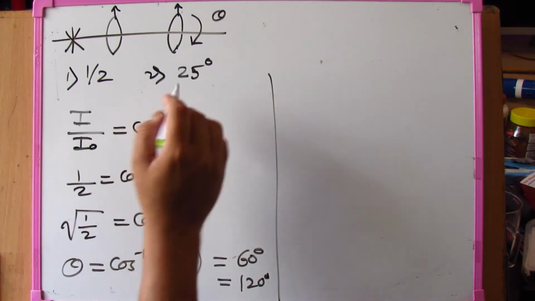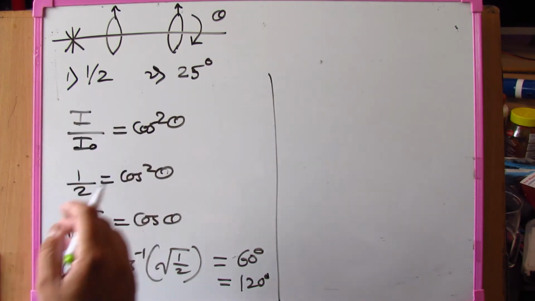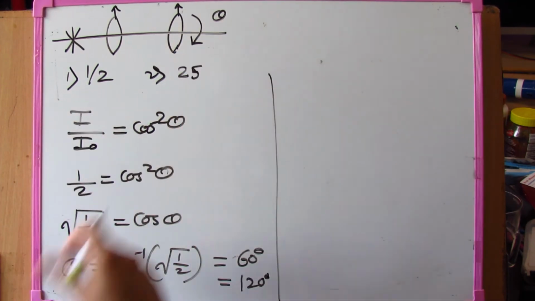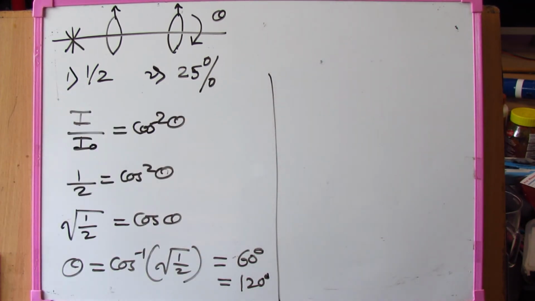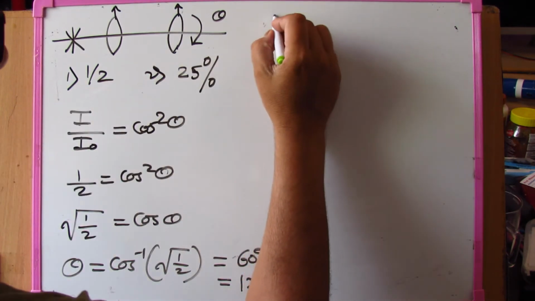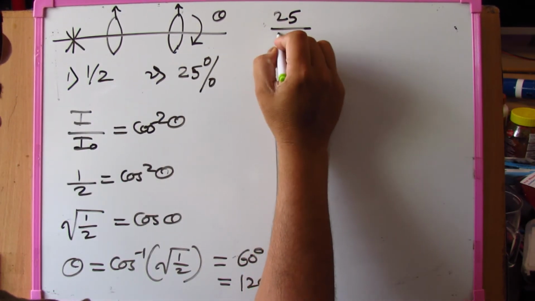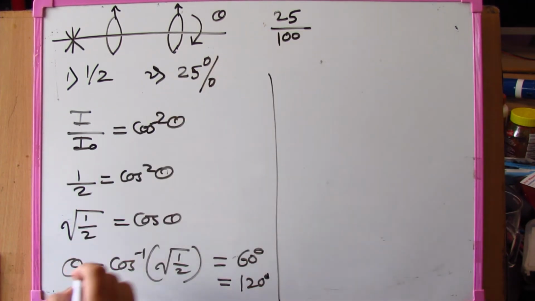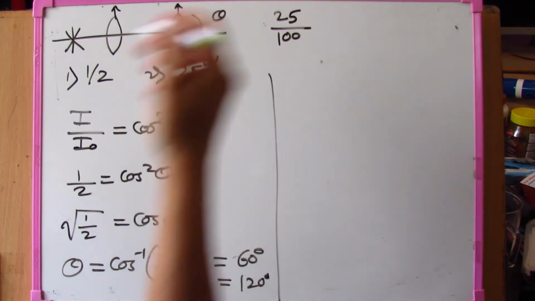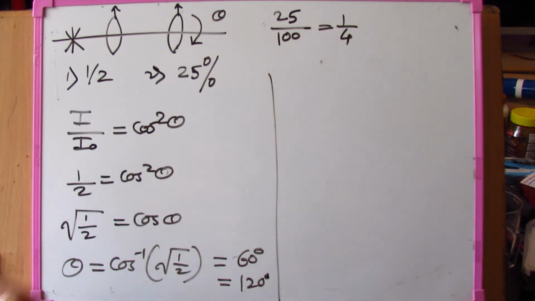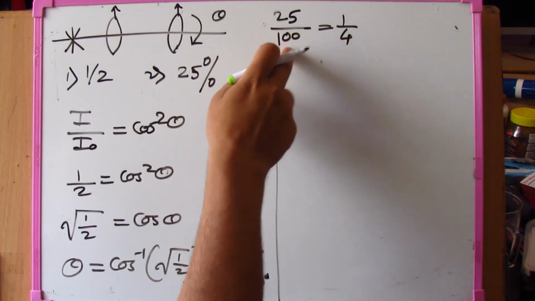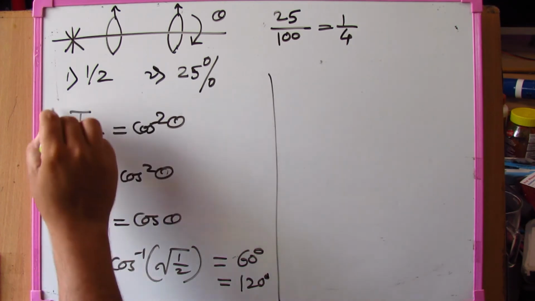The next problem is 25, not degree. This is 25%. 25%. What does this mean? What to make sense out of this? First you should understand what 25% means. 25% means 25 part out of 100 part. That is, it is nothing but 1/4. You can rather use this 25/100 as it is in the Malus law.